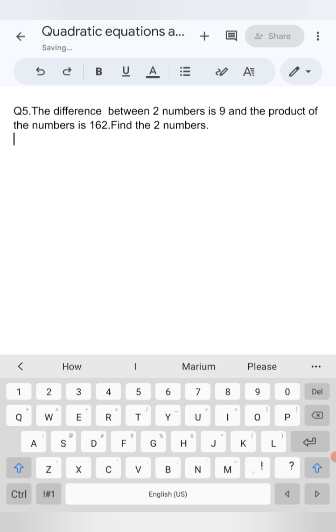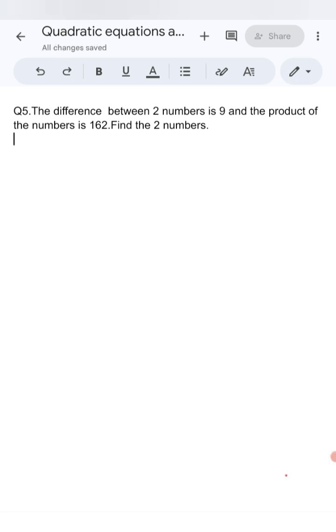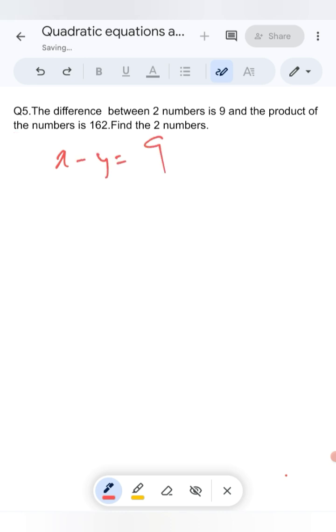Okay, so now here in the question we are having the difference between two numbers is 9. It's kind of very obvious. Difference means minus, right? Up till now you must have understood this thing. So two numbers, do I know those two numbers? No. Let's consider it as your x and y. So x minus y is 9, right? And the product of the numbers, product always means a multiply sign. So of the numbers means the two numbers which you assumed, x and y. So product means x multiplied by y, xy is equals to 162. Now find the two numbers.